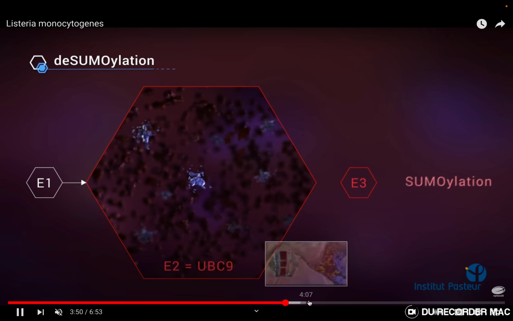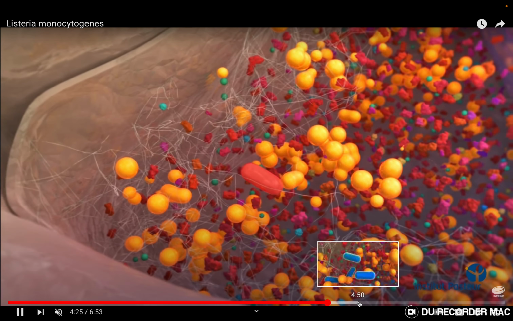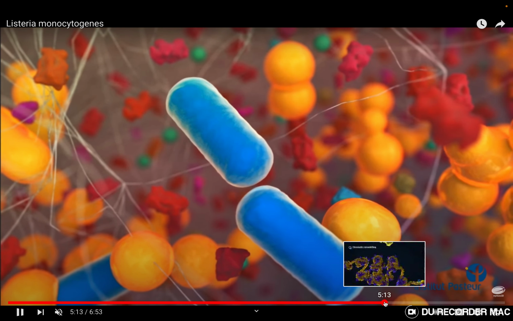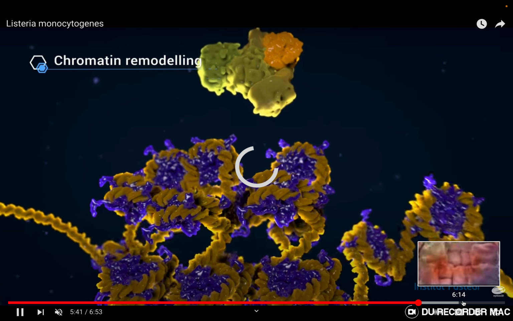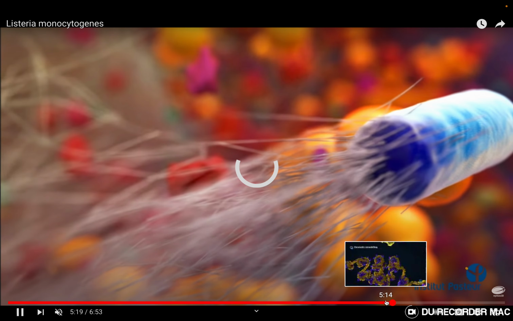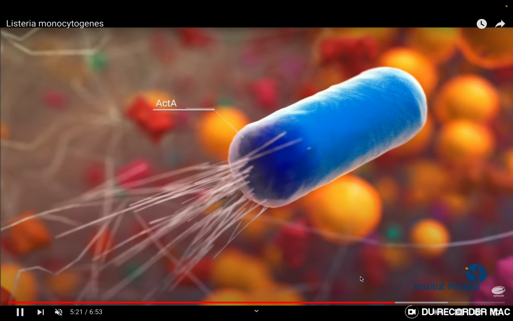Yeah? So, just a second, I hope they mention it here. They don't mention the motility part. Oh, they do. They do. Okay, good. So, take a look.